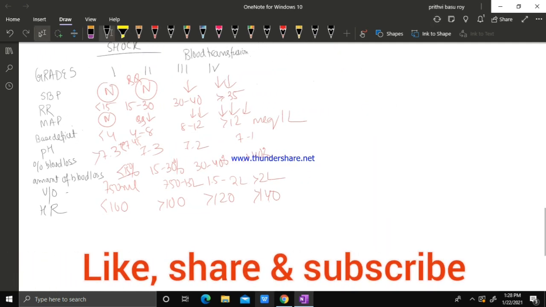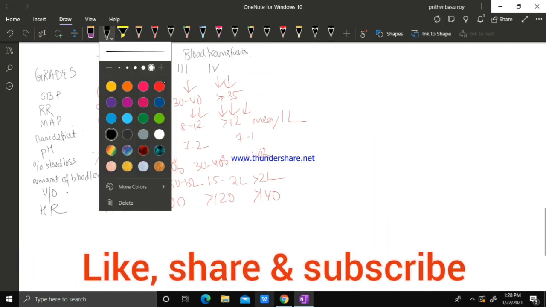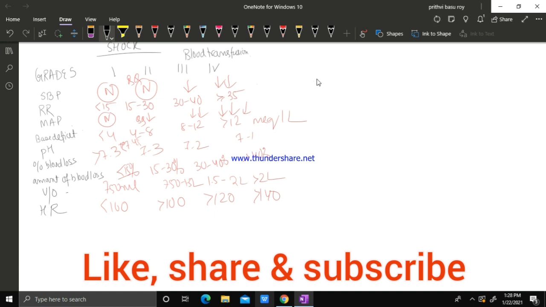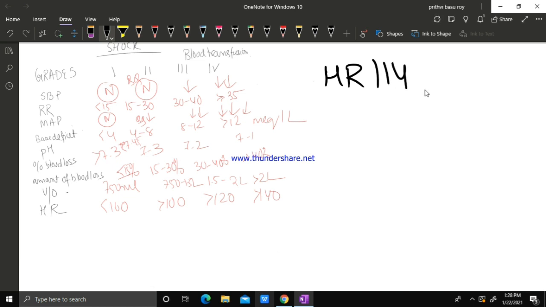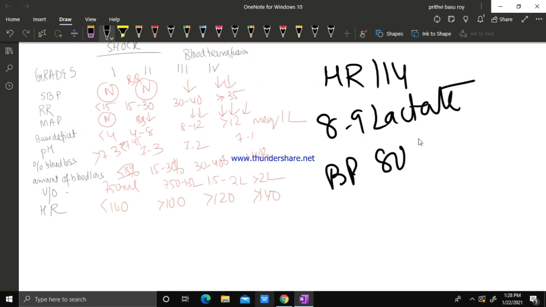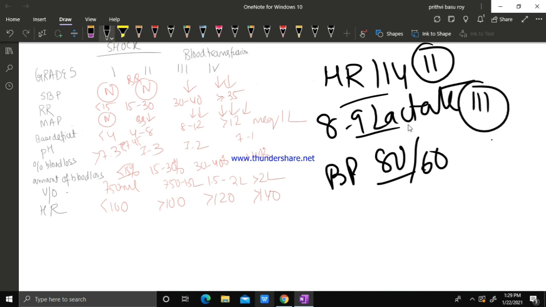So what are the parameters which we were given? Let us go back. We were given that the heart rate was 114. Very good. The lactate was 8.9, that is the base deficit being 8.9. We were given a blood pressure of 80/60 and PT and all that. Only these three things we were given. So the heart rate is 114, which means more than 100, so definitely it falls under category 2. A base deficit of 8 to 9 is definitely in category 3.